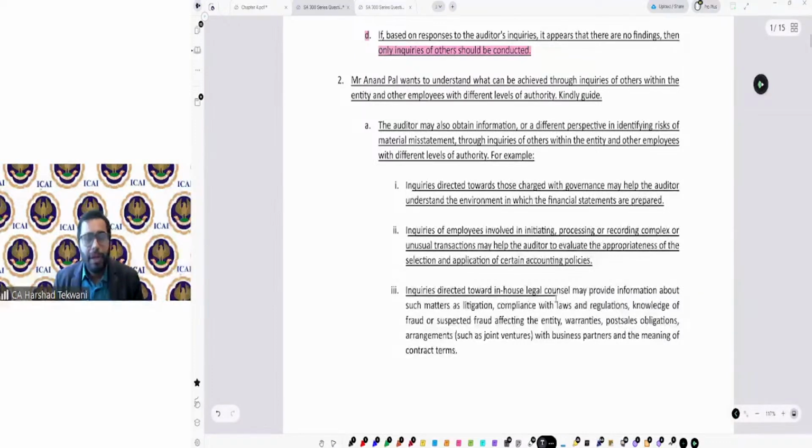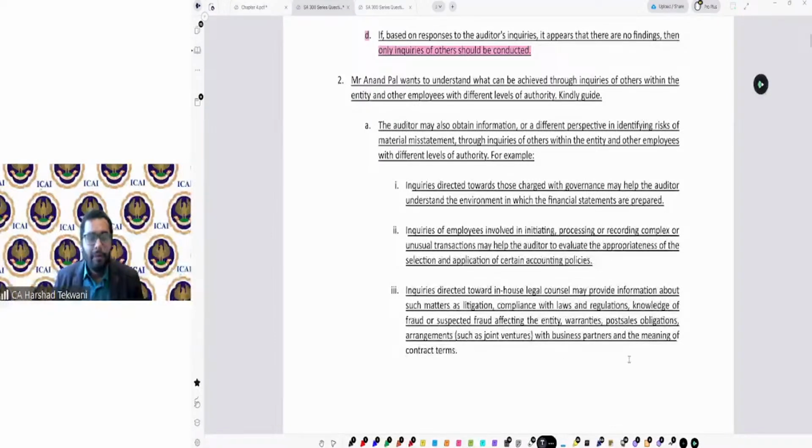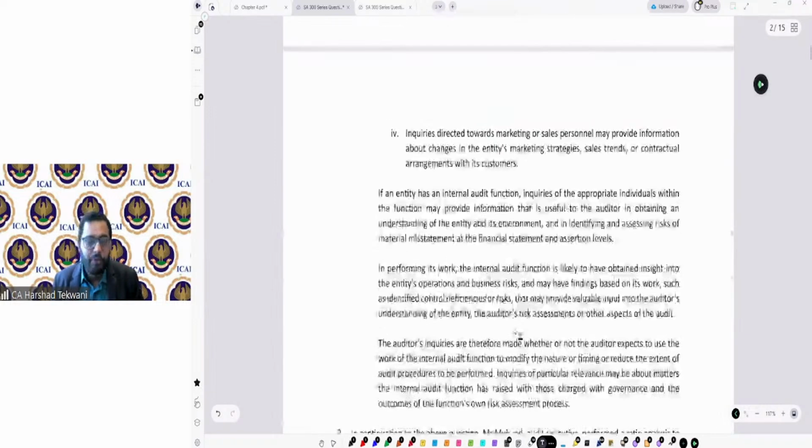Inquiries directed toward in-house legal counsel may provide information about such matters as litigation, compliance with laws and regulations, knowledge of fraud or suspected fraud affecting the entity, warranties, post-sale obligations, arrangements with business partners and contractors. So that is something in-house legal counsel can provide you.